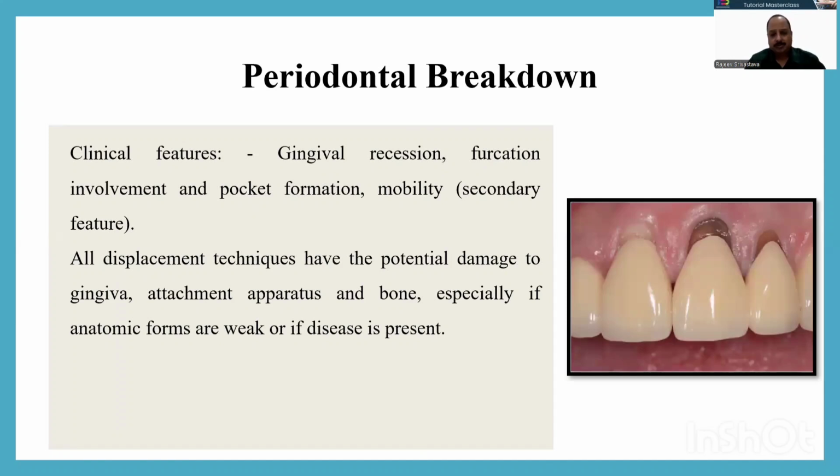Then periodontal breakdown. This is again because of not maintaining proper oral hygiene. There is plaque accumulation on the borders, there is pocket formation, gingival inflammation. Again, all this will lead to periodontal breakdown. There will be bone loss, there will be pocket formation. So this can be corrected again. How can it be corrected?